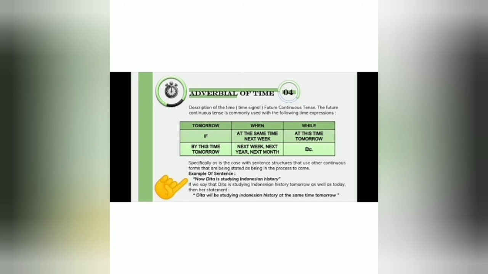Example of sentence. Now Tita is studying Indonesian history. If we say that Tita is studying Indonesian history tomorrow as well as today, then the statement is: Tita will be studying Indonesian history at the same time tomorrow.